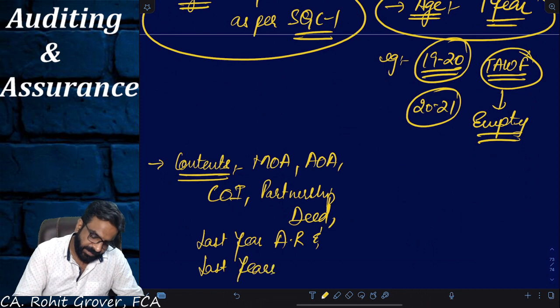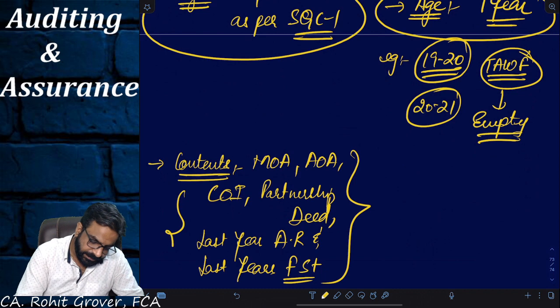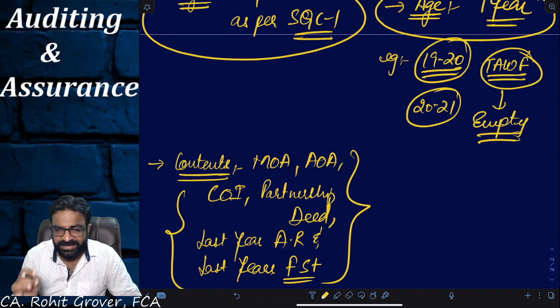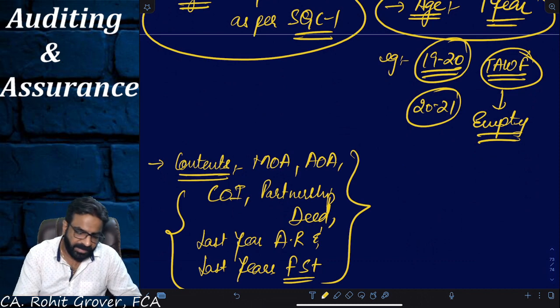Now tell me one thing, everyone. Can you make any kind of change in all these things? Yes or no? Are they permanent documents or temporary documents of the company? Permanent documents. That's why it is known as the permanent audit working file.